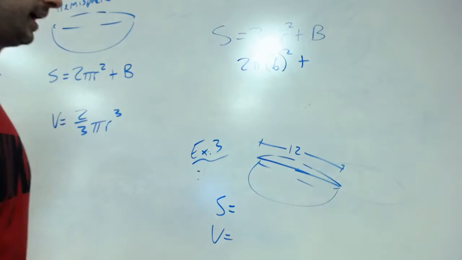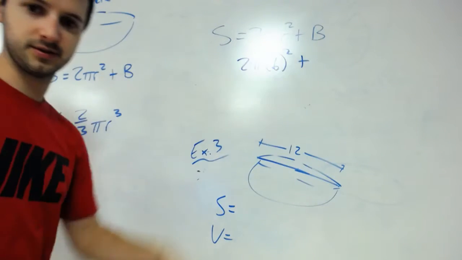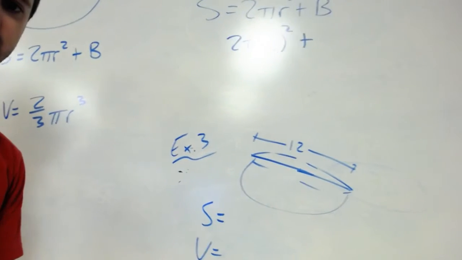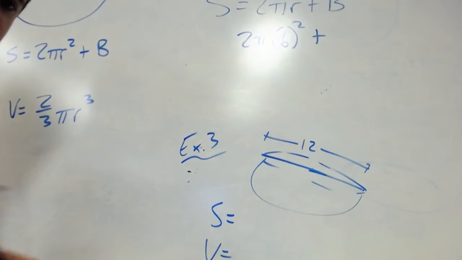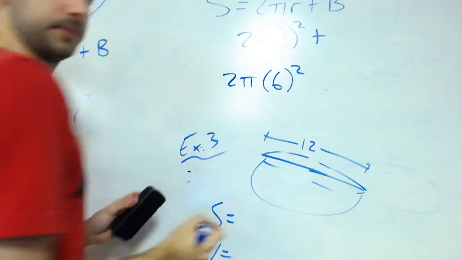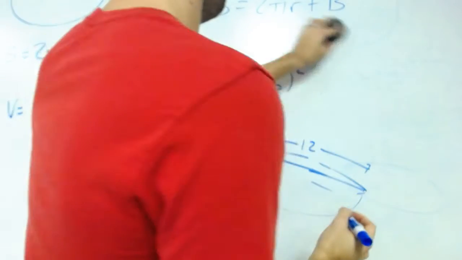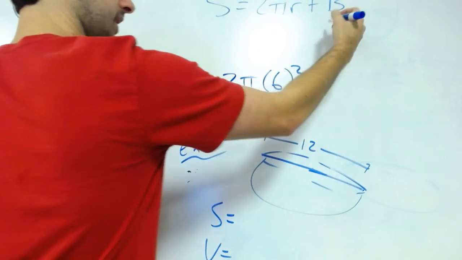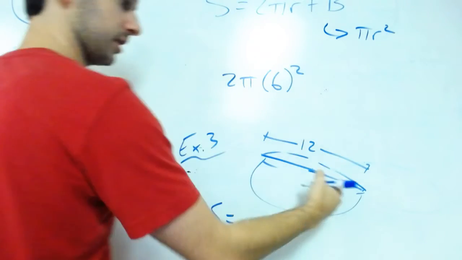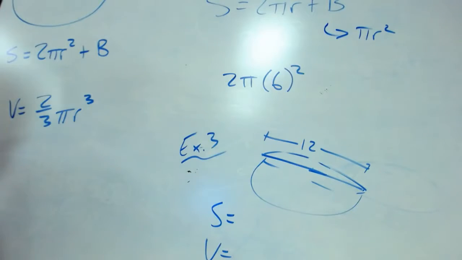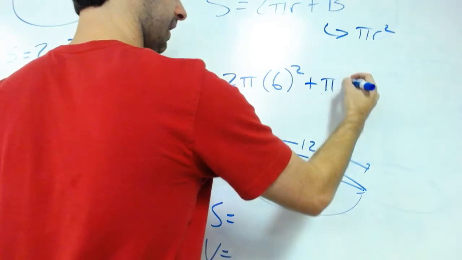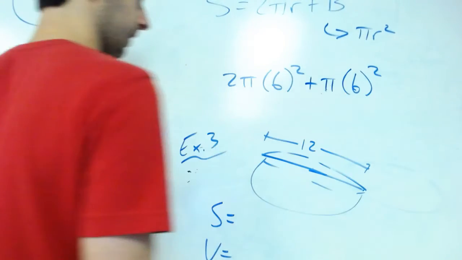So 2 pi radius times 6. Oh gosh, you can't see that because of the glare. Try to move it. I'll write it down here. 2 pi, squared. That's better. Okay. Then plus b. B is pi r squared because our shape here is a circle. So our area of the base formula is pi r squared, so we know pi times 6 squared.